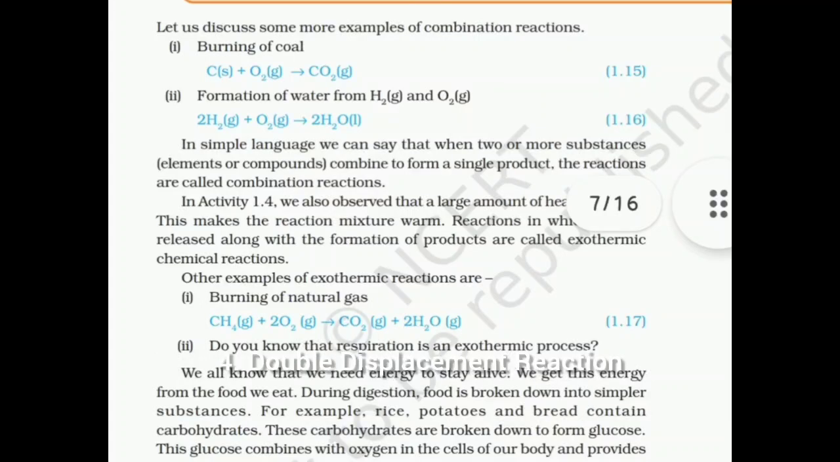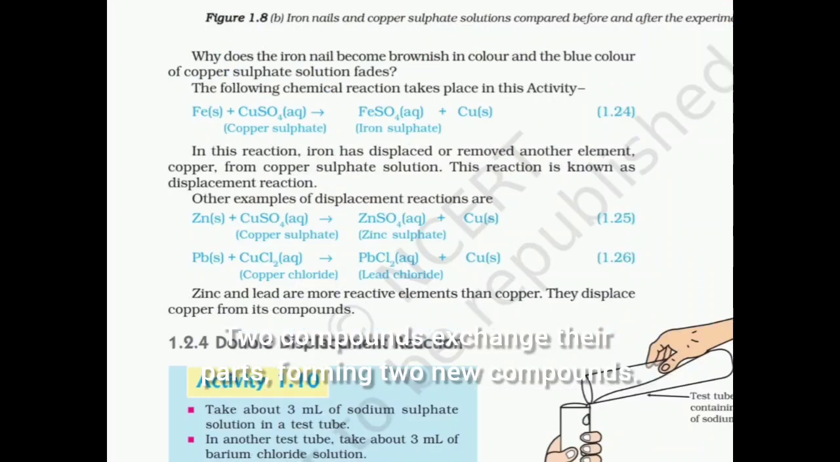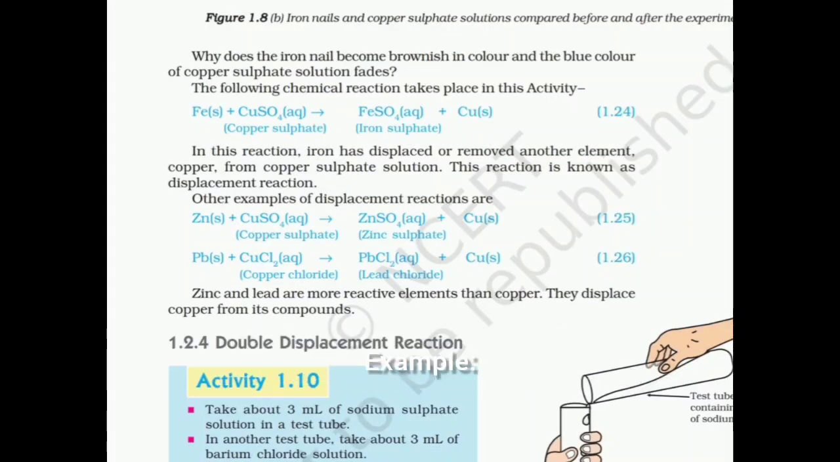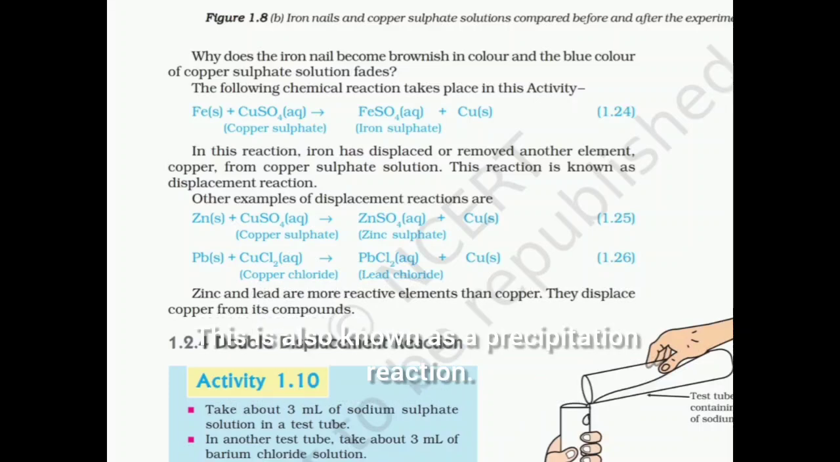4. Double displacement reaction. Two compounds exchange their parts, forming two new compounds. Example: when silver nitrate solution is mixed with sodium chloride solution, silver chloride forms as a white solid, and sodium nitrate remains in solution. This is also known as a precipitation reaction.